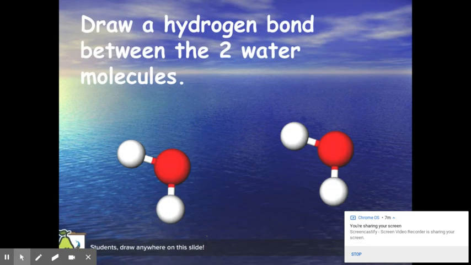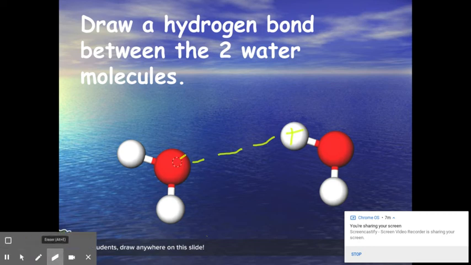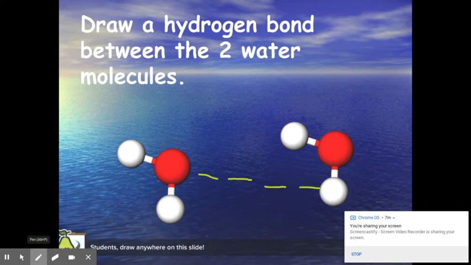So if I were to draw a hydrogen bond between these, I would draw it from this negative oxygen to this positive hydrogen. So positive, negative. All right, so all those opposites attract. Okay, so that would be an example. If I wanted to erase that and draw a different one, that's potentially possible as well. Maybe I wanted to do this right here. Okay, so that could be a hydrogen bond as well.